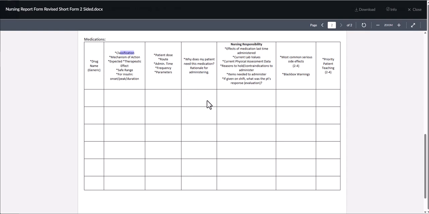I train them in my clinical group, and we also talk about it in theory, that you wouldn't just say, oh, it's to lower your blood sugar. That's what that med does. But why does your patient need their blood sugar lowered? That's really the reason that the patient needs that medication.